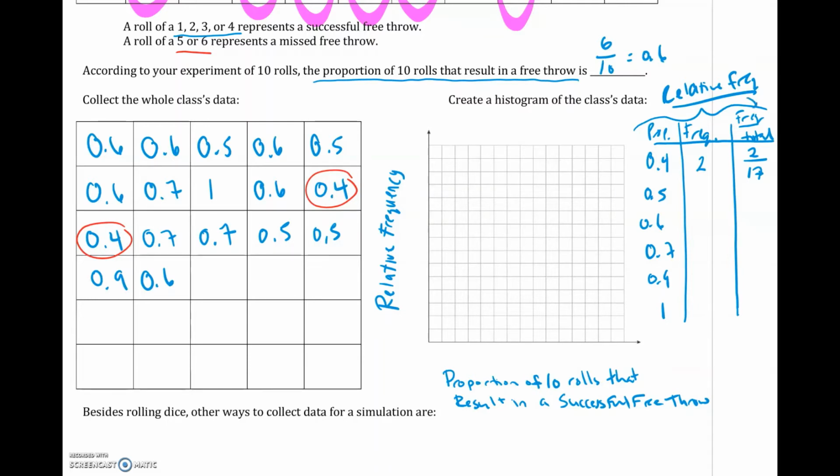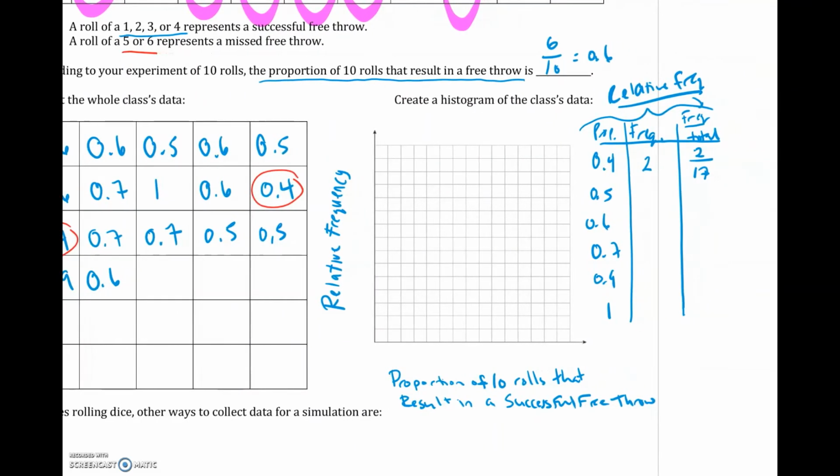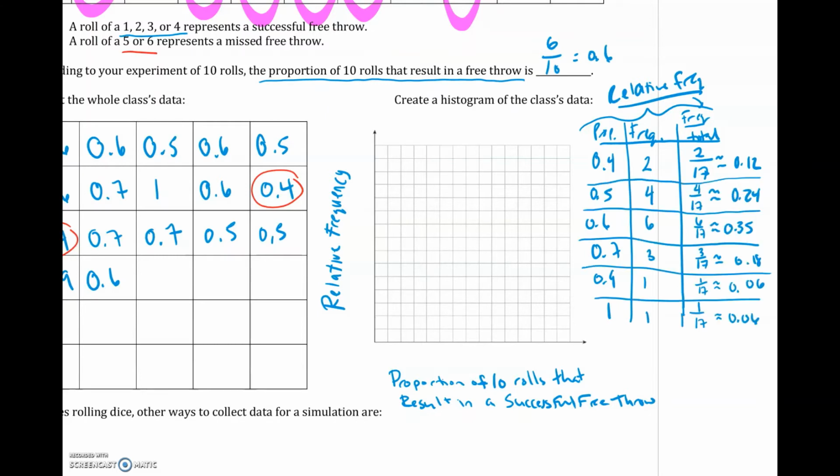Okay, and then to make it a little bit easier to graph, I'm just going to scoot this over a little bit. Let's go ahead and round that to the nearest 10th or 100th. So that's approximately 0.12. Okay, so we can go ahead and do that for every single one of the proportions we calculated from our 17 different simulations and get that relative frequency, which is that frequency over total. So I'll show you the completed table. And there we go. So that's what we're going to use to graph.